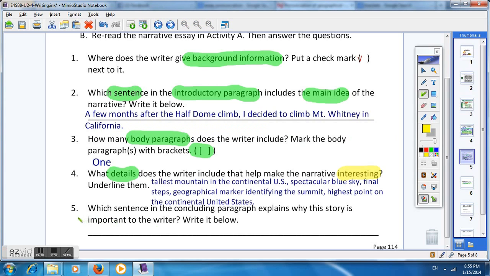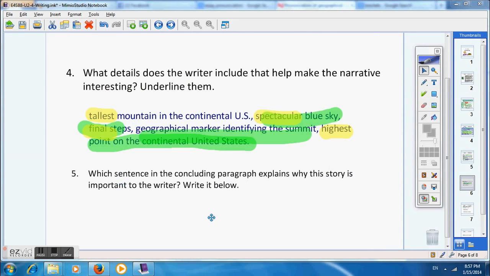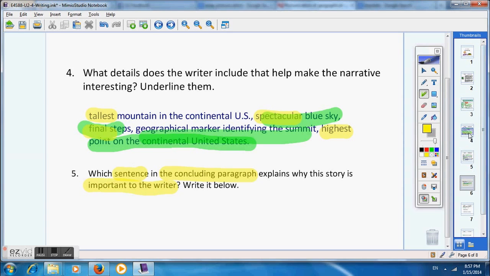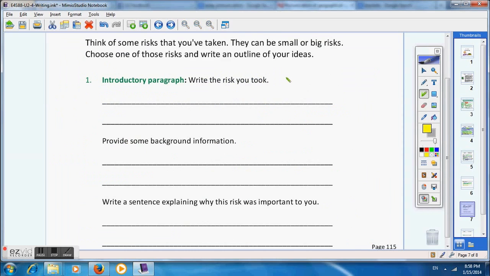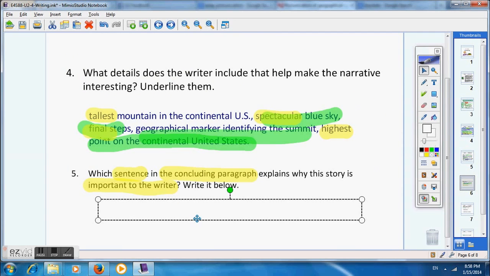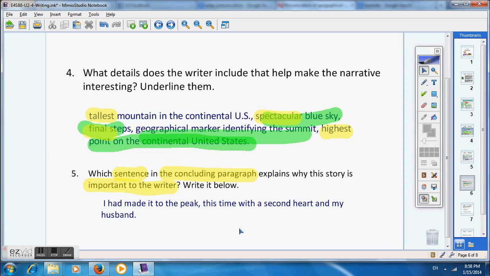So let's go to question number 5. Which sentence in the concluding paragraph explains why the story is important to the writer? Write it below. We have to look for a sentence. Okay, where? In the concluding paragraph. And you would know why the story is important to the writer. Okay, here. Yes, so that is: I had made it to the peak this time with a second heart and my husband. And also you'll understand why the title is The Second Climb. So write the sentence here. So that's the answer to question number 5.